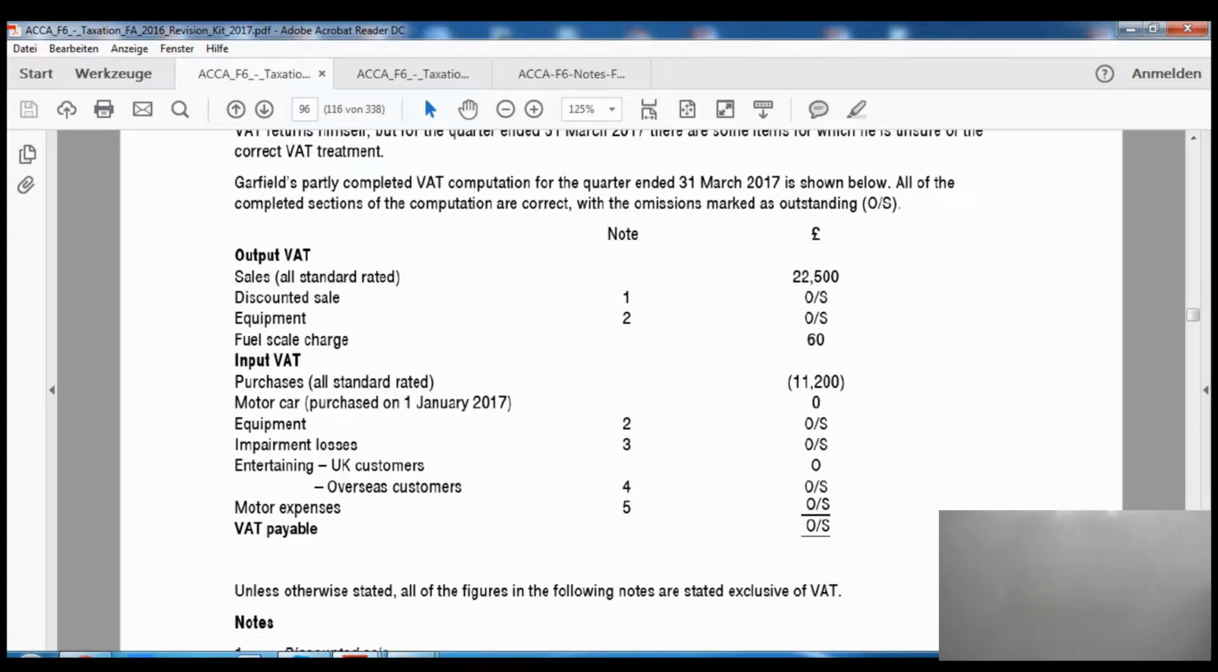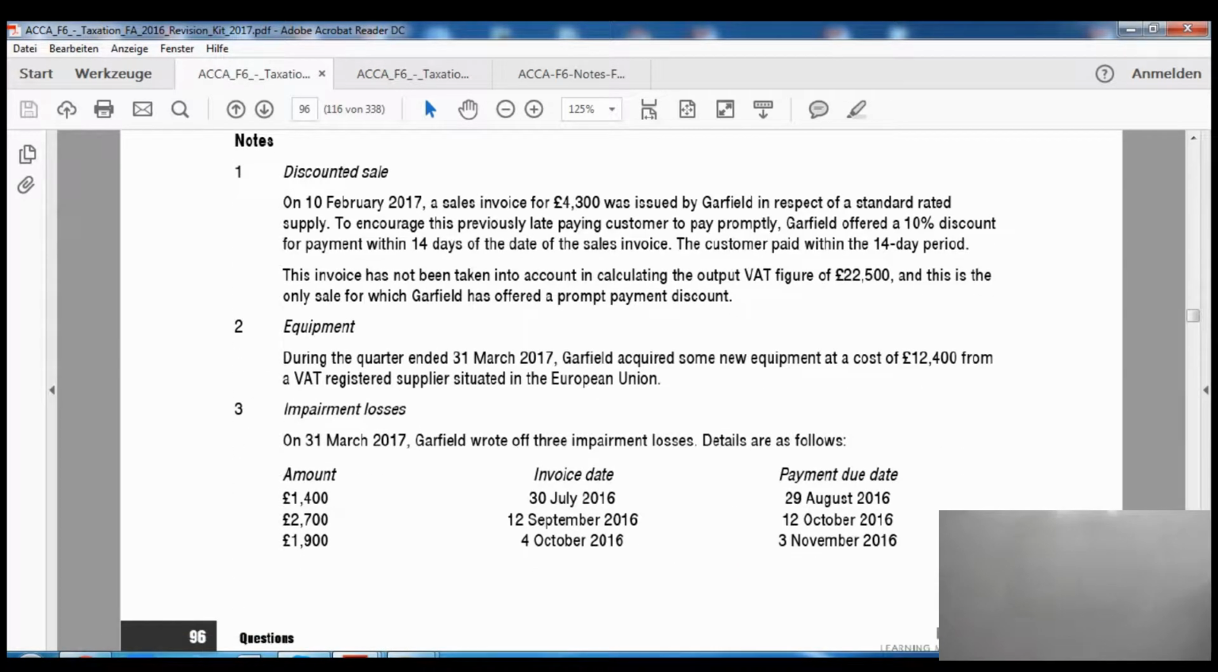Right, then equipment, note number 2. During the quarter ended 31st March 2017, Garfield acquired some new equipment at a cost of 12,400 from a VAT registered supplier situated in the European Union. So he has made a purchase from a country within the European Union, which means that we will calculate the value tax. So 12,400 is the price of that. We'll apply 20% value tax on that, so 12,400 multiplied by 20% is 2,480. This is the amount which we have calculated for equipment.